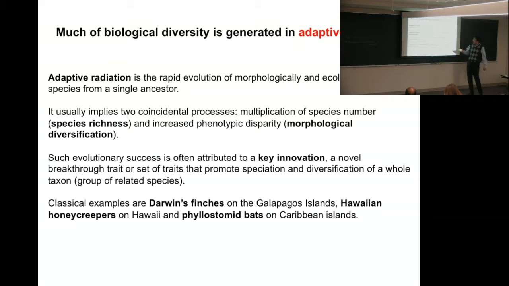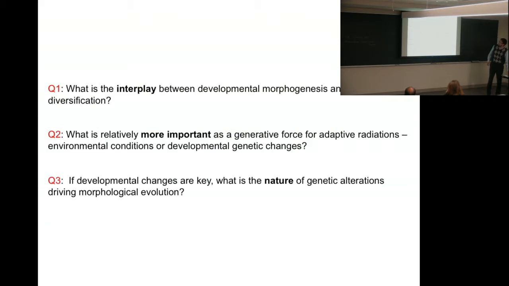And such evolutionary success is often attributed to a key innovation, which is a novel breakthrough trait or set of traits that promotes speciation and diversification of a whole taxon or a group of related species. So these are important terms that we'll be dealing with in my presentation. And the classical examples of adaptive radiations are Darwin's finches in the Galapagos, the Hawaiian honeycreepers in Hawaii, and the leaf-nosed bats in the Caribbean islands that we also study in our projects.